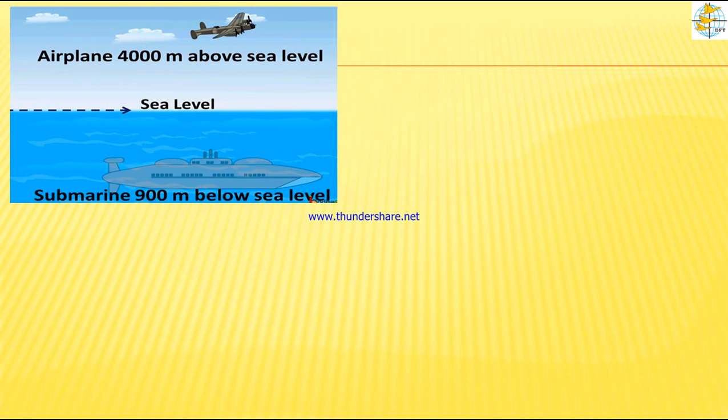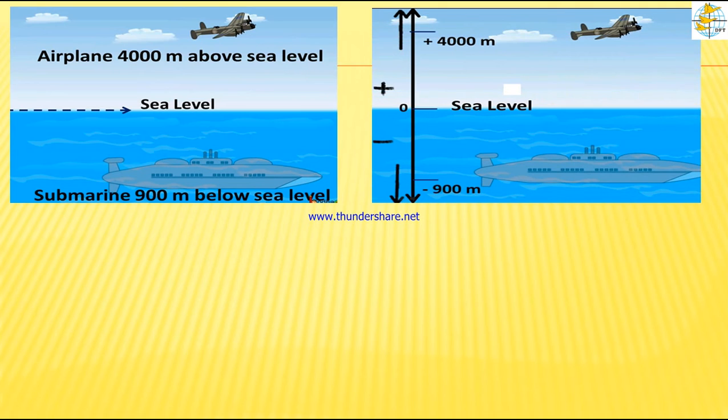Let's see some daily life examples about the usage of positive and negative integers. This is the sea level. Above the sea level means aeroplane, kite, birds, these all fly above the sea level or above the ground level. So above the sea level, we represent with positive.